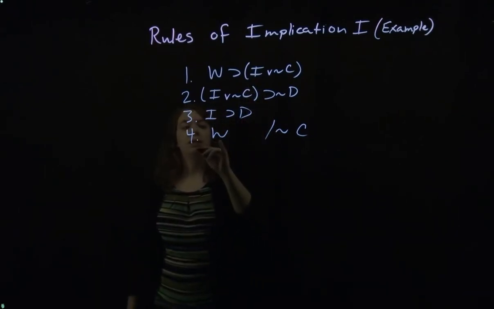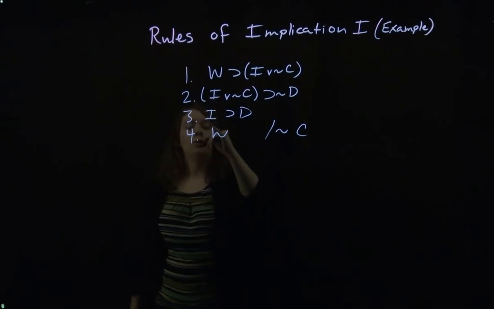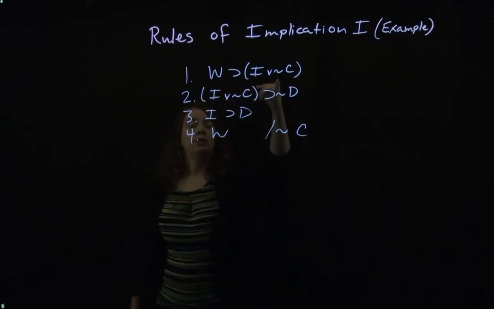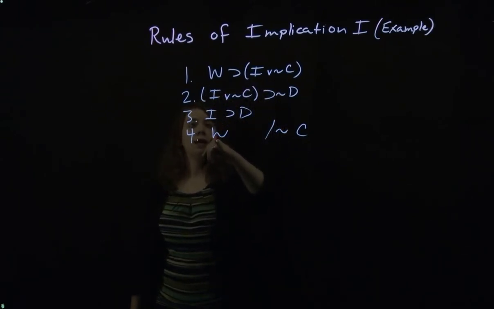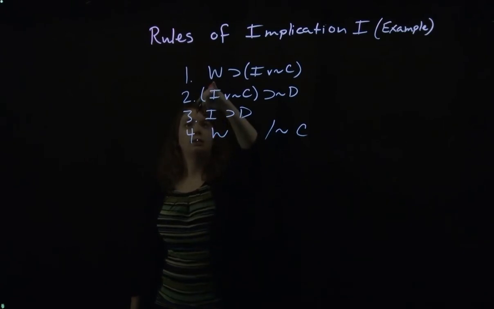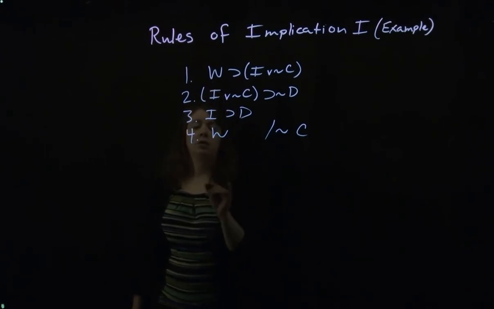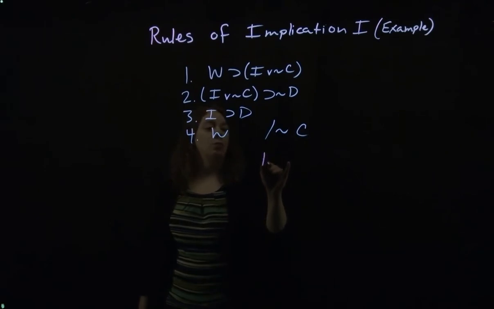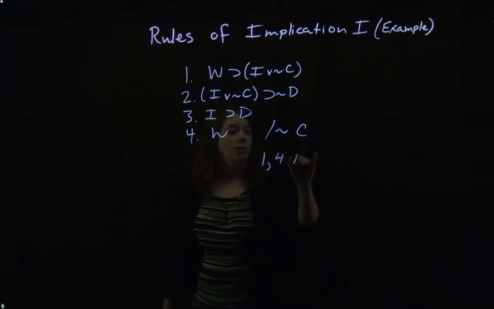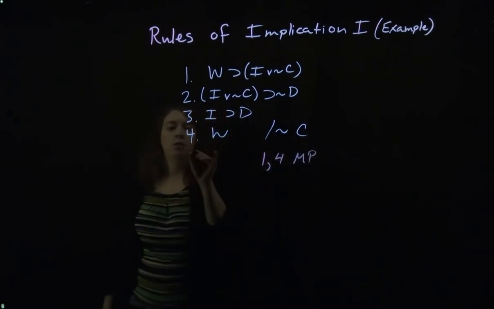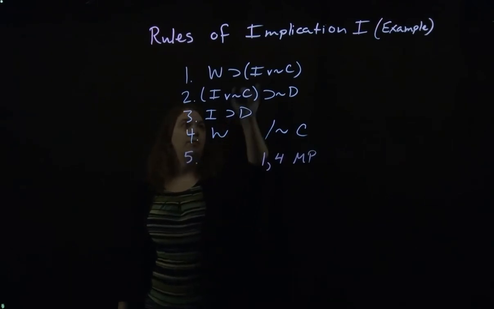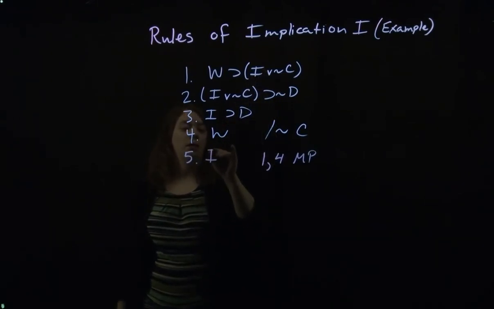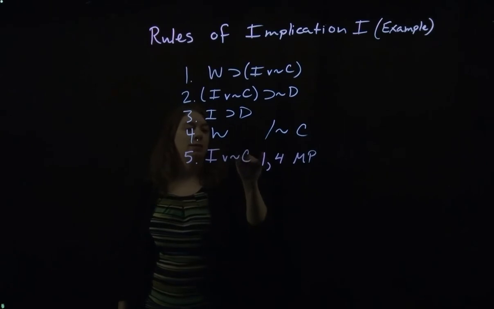So we can see here that on line 1 we have this conditional statement, and on line 4 we have the identical antecedent to line 1. So let's go ahead and using lines 1 and 4 and the rule of modus ponens derive here I or not C. Okay?